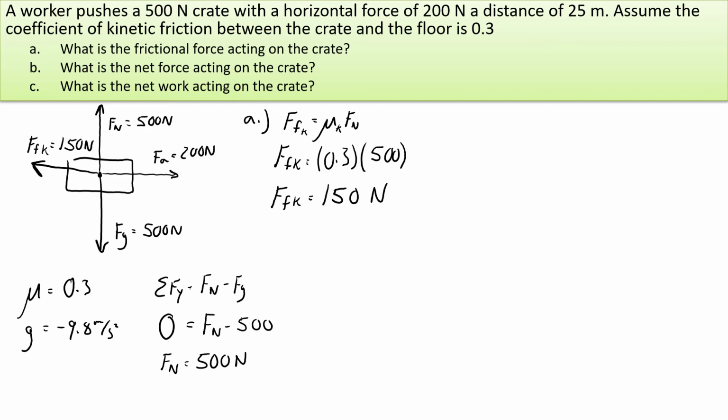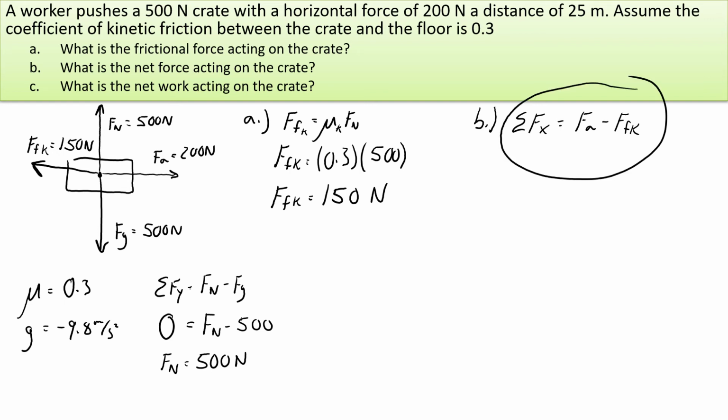Now it says, what is the net force acting on the crate? We already said in the y direction, the net force is 0. Let's look in the x direction. Those look like unbalanced forces. We can write a nice net force equation in the x direction for part B. That's just the sum of the applied force plus the frictional force, and we know the frictional force is pointing in the opposite direction, so you could write F_a minus F_fk.